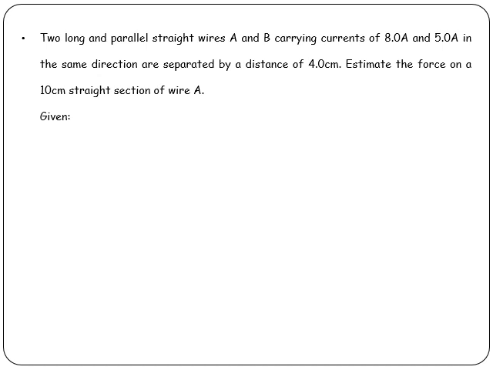Next question is two long and parallel straight wires A and B carrying currents of 8 ampere and 5 ampere in the same direction are separated by a distance of 4 centimeter. Estimate the force on 10 centimeter straight section of wire A. So we have distance between the two conductors as 4 centimeter. Converting it to meter, you will have 0.04 meter. IA is 8 ampere. IB is 5 ampere. Length is 10 centimeter. Converting it to meter, it is 0.1 meter. You have to find out force on A.